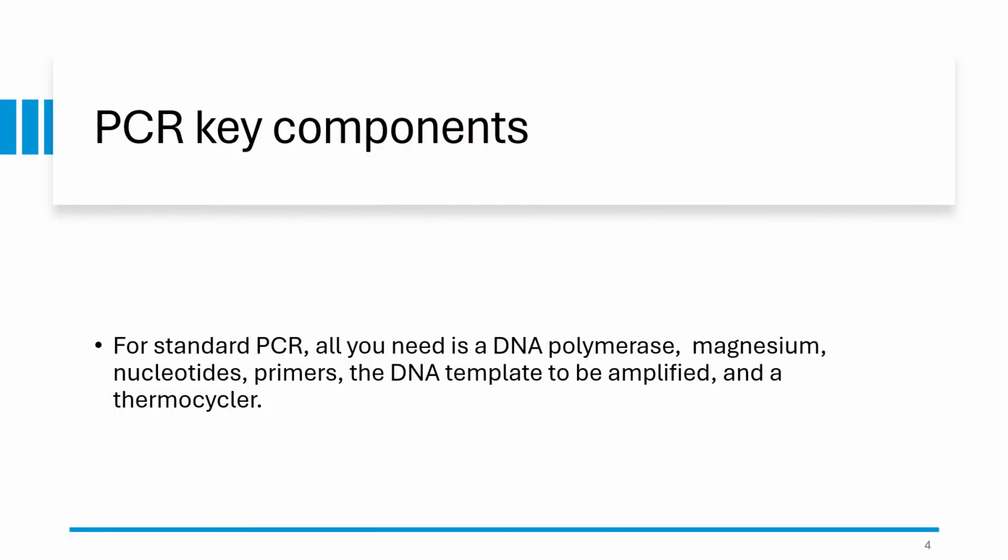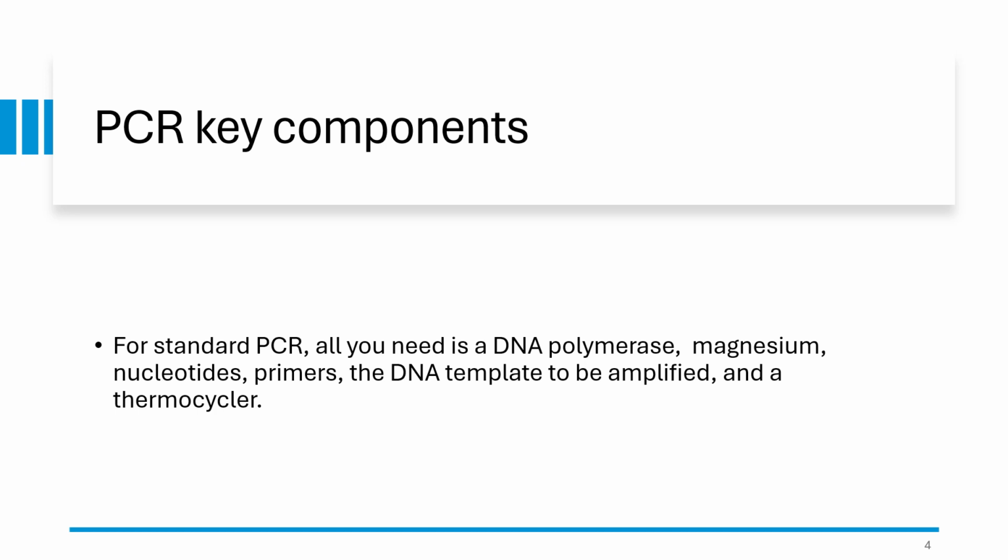Now let us look into the key components required to set up a polymerase chain reaction. For standard PCR, all you need is a DNA polymerase. DNA polymerase is the enzyme responsible for synthesizing new DNA strands by adding nucleotides to the growing chain. Commonly used DNA polymerases include Taq polymerase, Pfu polymerase, and Klenow fragment.